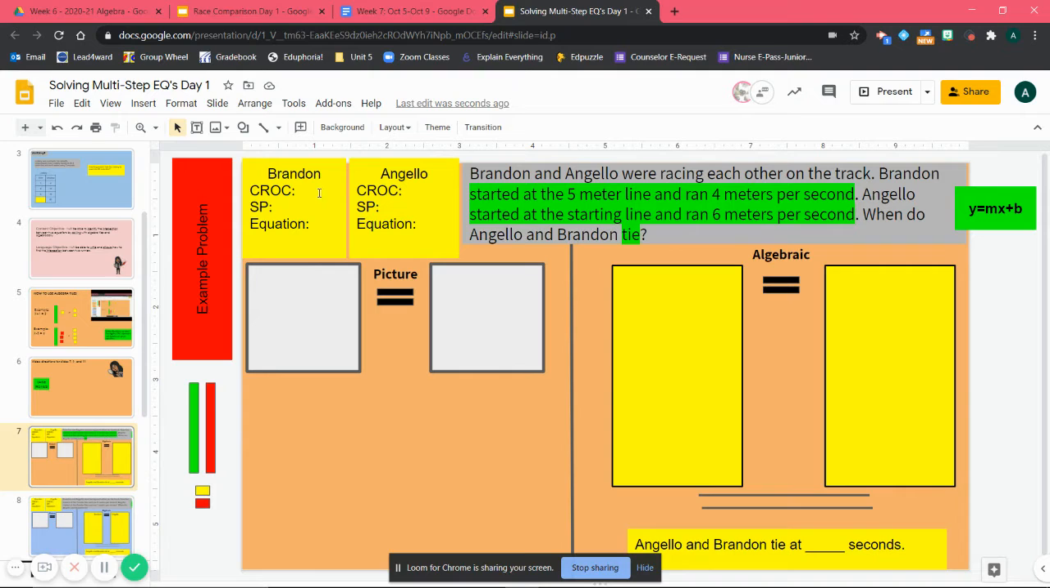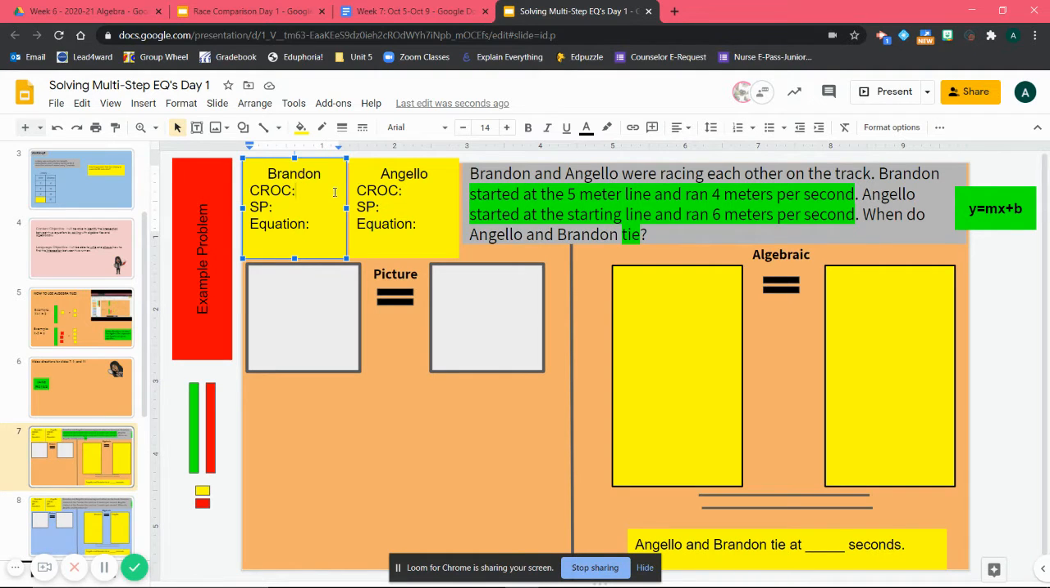So over here, I have Brandon's information that I'm going to fill out first. Brandon started at the 5-meter line, so his starting point is 5 meters. And he is running 4 meters every second, so that is my constant rate of change. Now that I know those two pieces of information, I can write Brandon's equation. I follow the same format, y equals mx plus b. So y equals 4x plus 5 in this case.